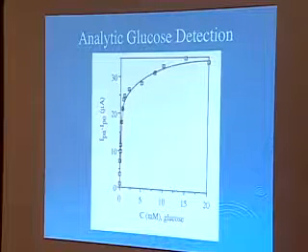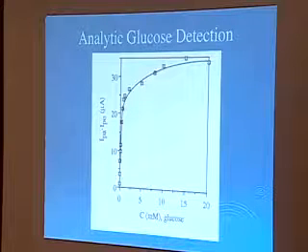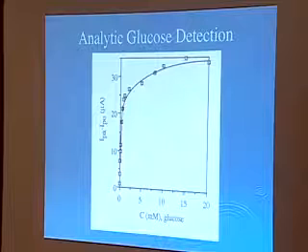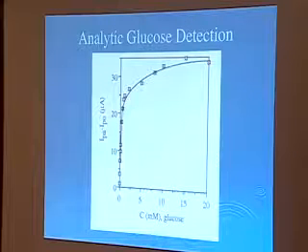You're in diabetic shock if you're down there. So it actually turns out this slope up here is the important one. It tells you your blood sugar levels.